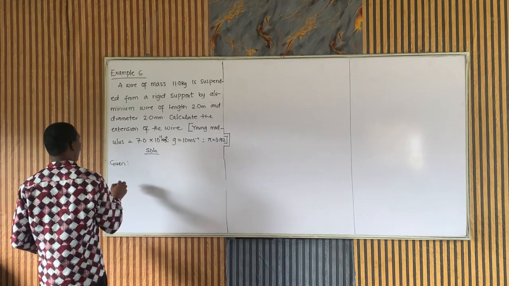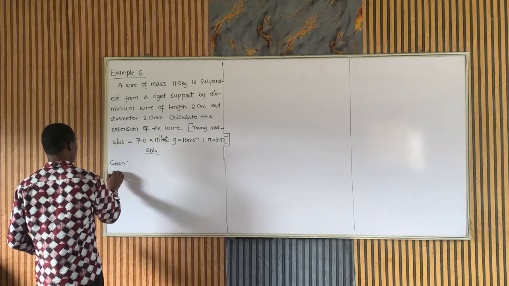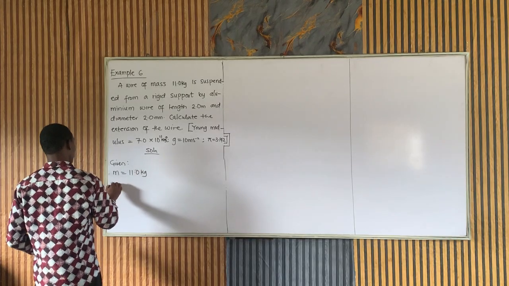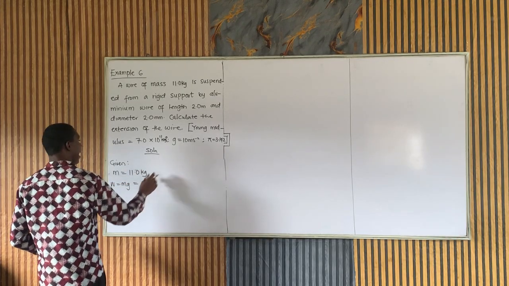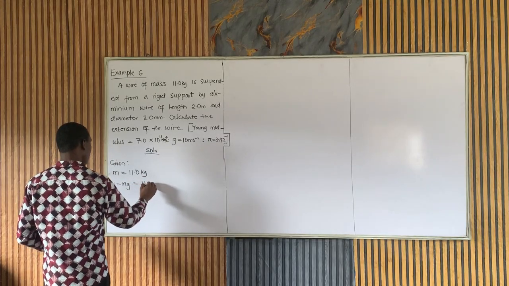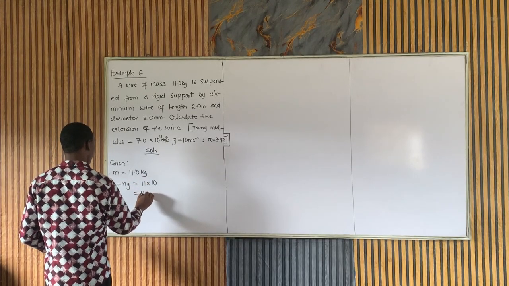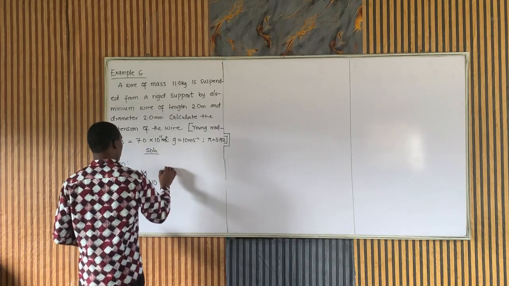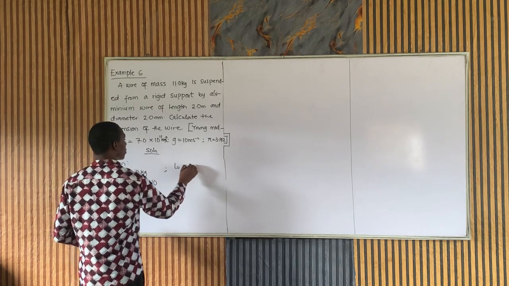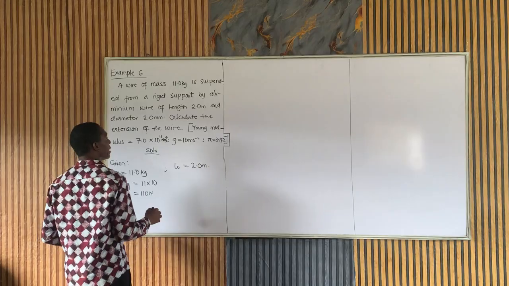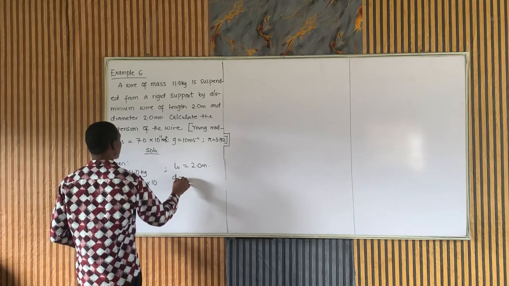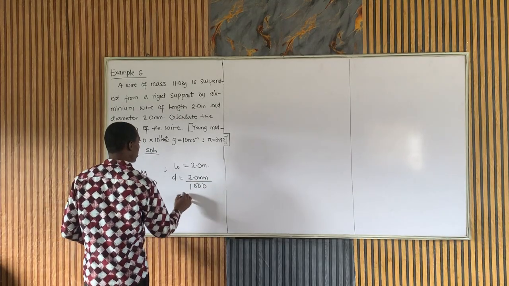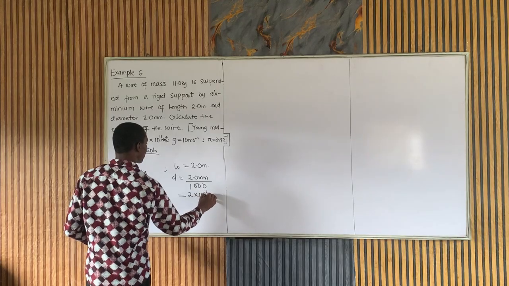First and foremost, we are given the mass as 11 kg, 11.0 kg. And so weight is mg. Our g is given as 10 here. So that will be 11 times 10, which is 110. This also serves as the force. The weight is the force in this case. Next, we are given the original length, 2.0 meter. Again, we are given the diameter, which is 2.0 millimeter. And so, converting to meter, that will be 2 times 10 raised to the power minus 3 meter.